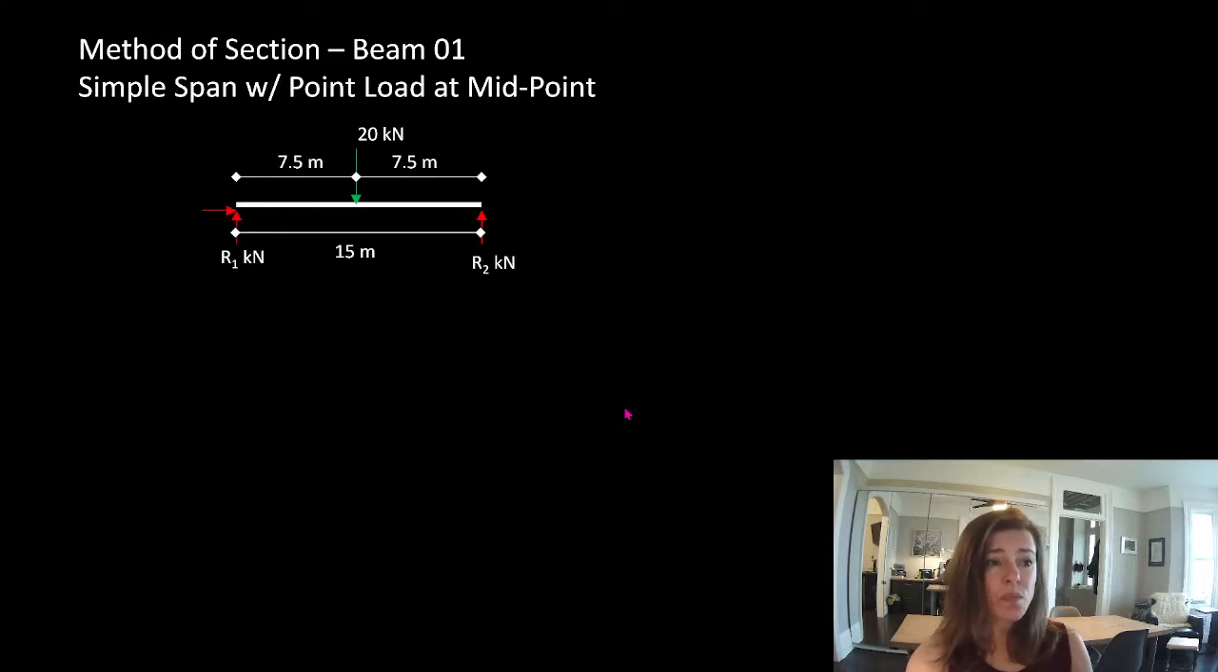Okay, let's start with a simple beam. We have our unknown reactions here. It's a pin roller support, and we have a 20 kilonewton point load at the midspan of this 15-meter beam.